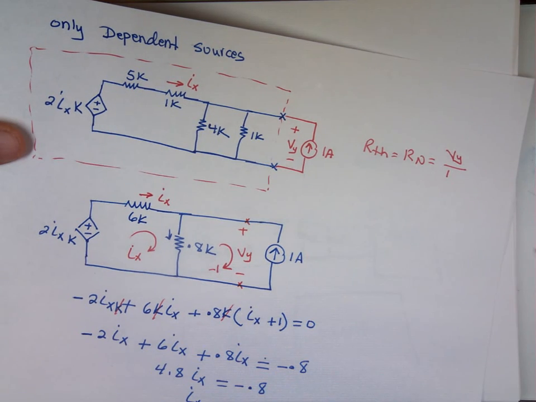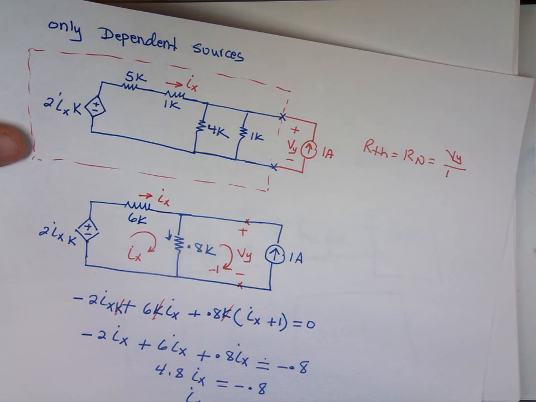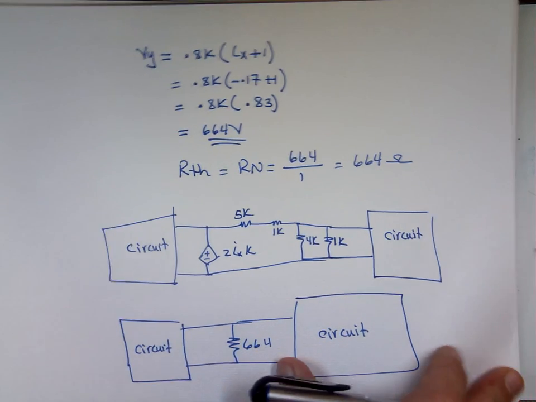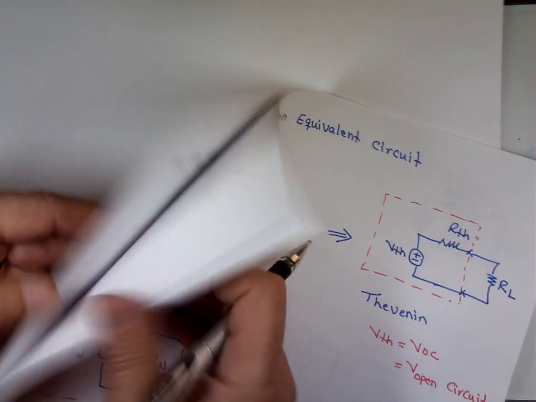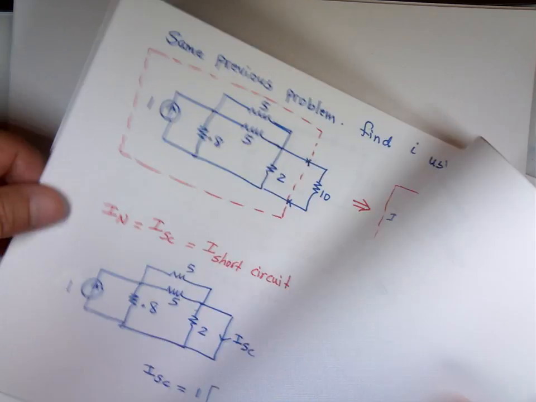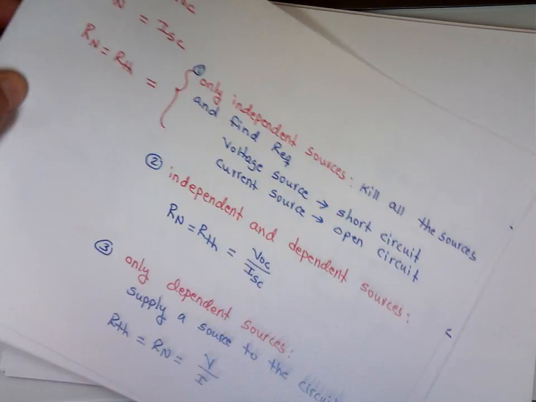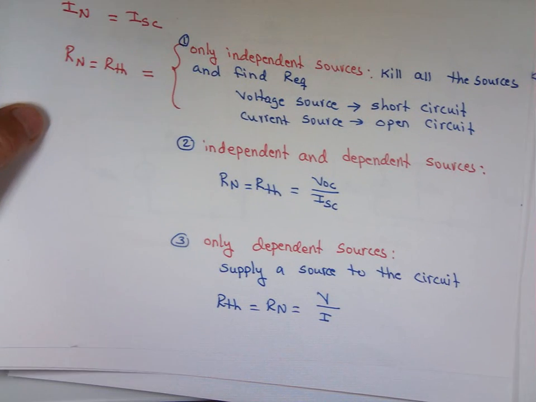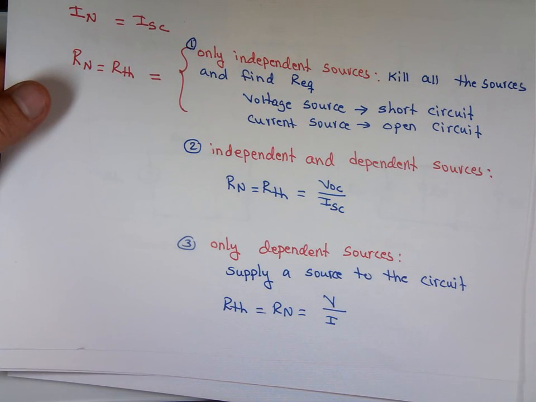So that's how I approach these problems. I look and see what my circuit has in it. If it has independent sources only, kill them all, find R equivalent. If it has independent and dependent sources, I do a V open circuit, I short circuit, and divide them. If I have only dependent sources, I actually supply a source to the circuit, and find the ratio of V over I.